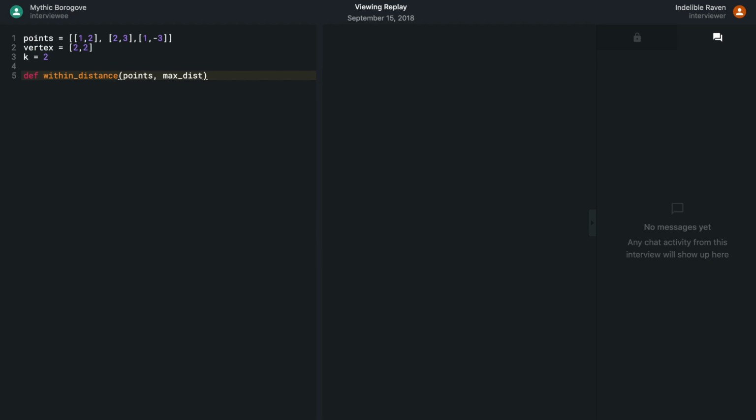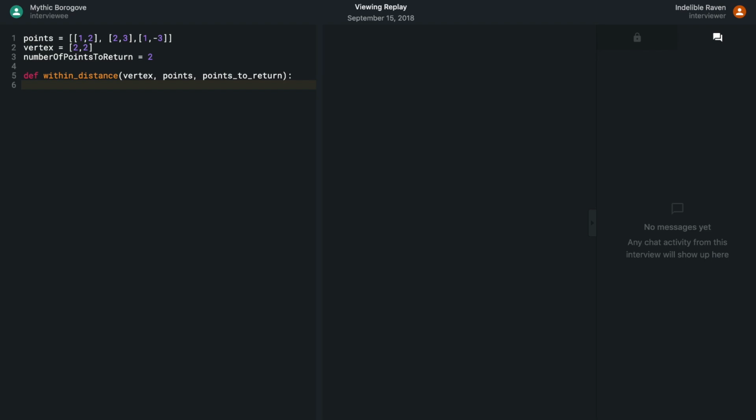So we're getting these arguments: a vertex, points, and then we're going to go through all the points and find the... not max distance, but how many points to return. So like K. Okay, got it. K is the number of points to return. And we want to return the two closest. Yes. Okay, got it.